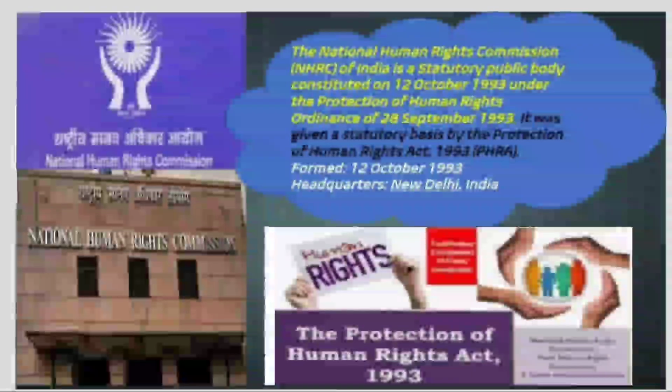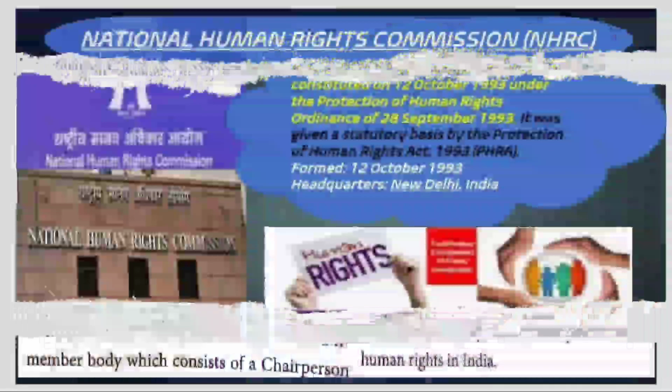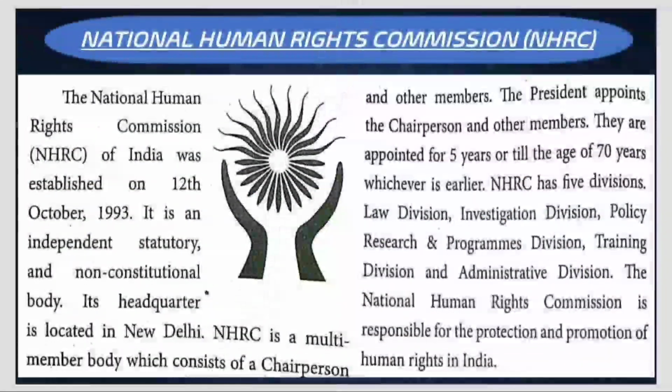The National Human Rights Commission NHRC of India is a statutory public body constituted on 12th October 1993 under the Protection of Human Rights Ordinance of 28th September 1993. It was given a statutory basis by the Protection of Human Rights Act 1993 PHRA, formed 12th October 1993, headquarters New Delhi, India.